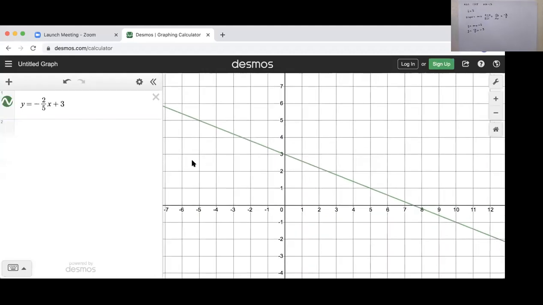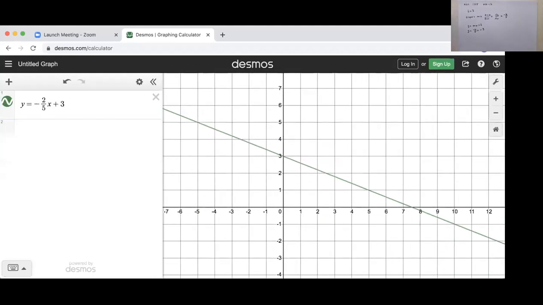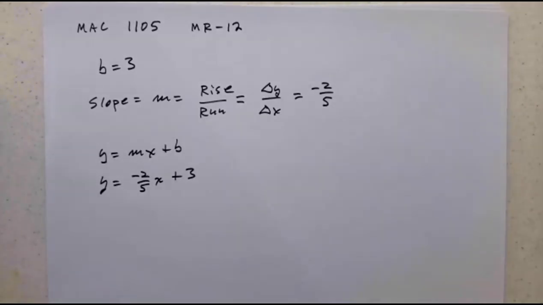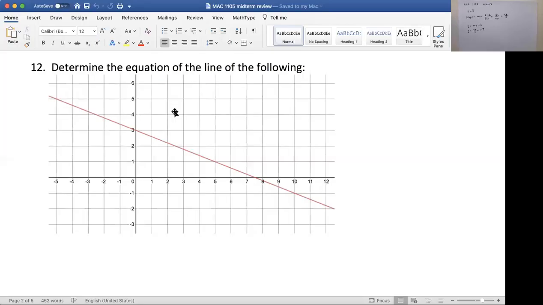And there you go. You can see it in green. Compare that to what we saw before, which was here, and you can see that the graphs are essentially the same.